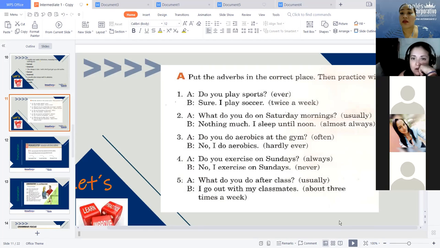Teacher, the answer, the number five is I go out with my classmates about three times a week. Yes. At the end of the sentence. You can place it at the end of the sentence or at the beginning. You can say about three times a week, I go out with my classmates. In the first one, it's correct. I play soccer twice a week or twice a week I play soccer. Either or. You can leave it at the end or at the beginning.